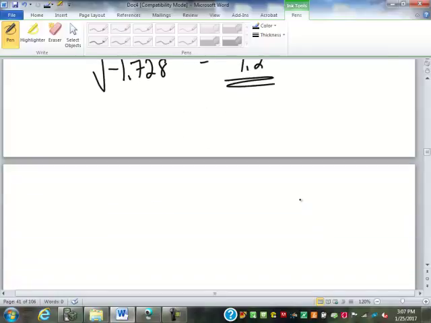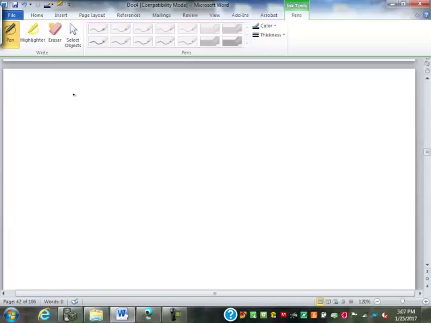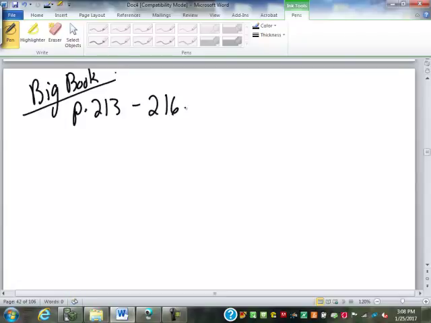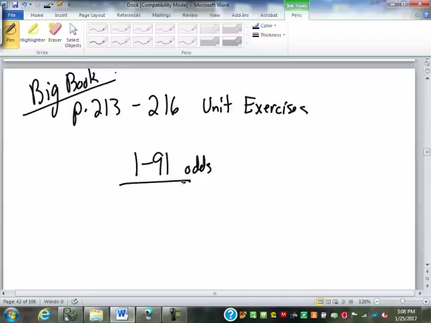Okay, so we've got two things for today. It's a little earlier than normal, but we've got homework here for you. This is in the big book, starting on page 213 and going through page 216. This is in the unit exercises at the end of the chapter. 1 through 91, looking at the odds. Now, I don't expect you to do 46 problems of these. Make sure you do at least a few out of each section so you know you're doing them okay.